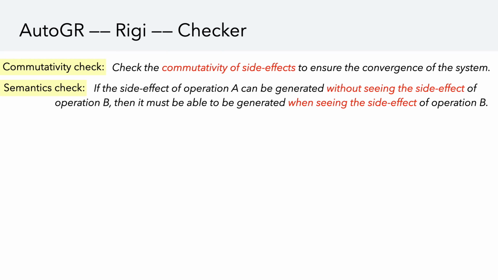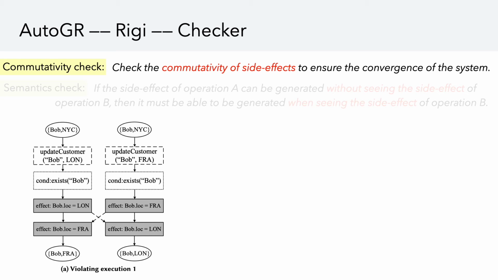To ensure our proposal is correct, which means that for any application, the geo-replicated version of it does not generate unexpected behaviors compared to the non-replicated serializable version, we need to perform two checks, namely the commutativity check and the semantic check, to figure out the conflicting side effect pairs. The first one checks the commutativity of side effects to ensure the convergence of the system.